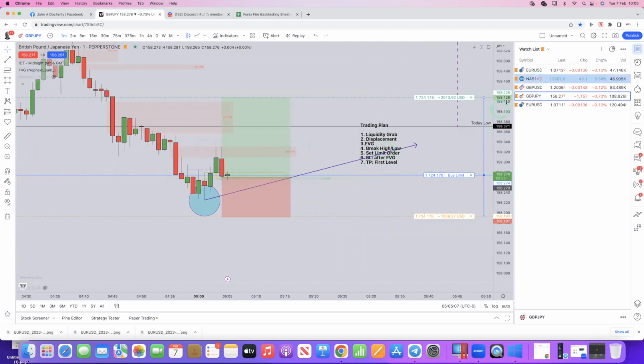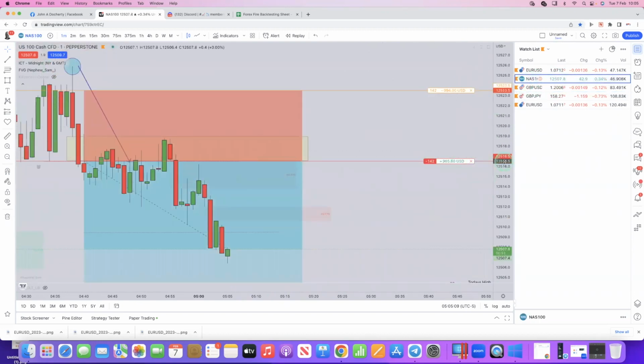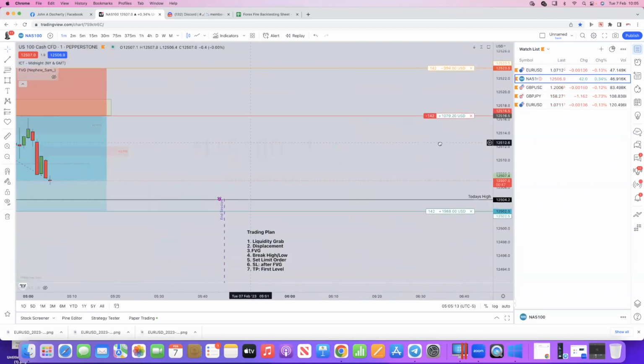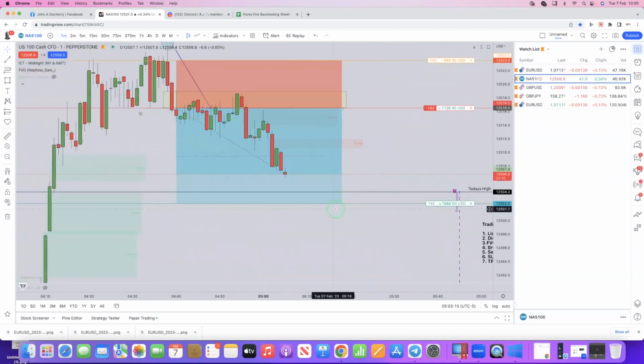How's the NAS doing? The NAS is back in some nice profit. It's gone to the 1%. The NAS looks as if it wants to give that 2% now, to be fair.